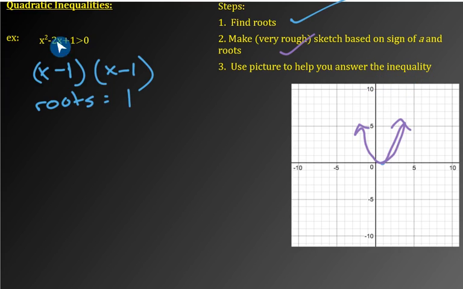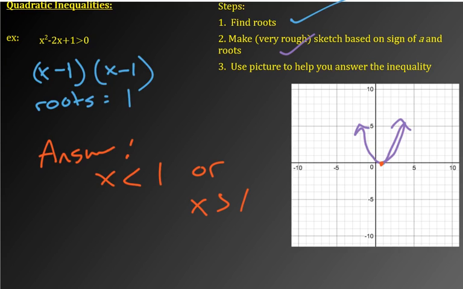So this quadratic inequality says, when is this thing that we just drew greater than 0? And it's almost always greater than 0. The only time it's not greater than 0 is when it equals 0, right? 0 is not greater than 0. So you would say that the final answer on this problem is x needs to be either less than 1, or x needs to be greater than 1, right?